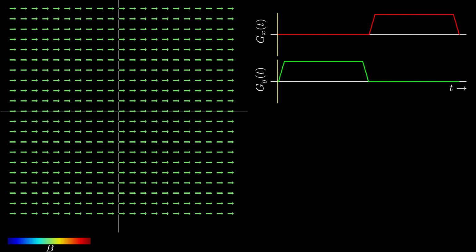Consider a 2D slice of excited spins in the rotating frame as I'm showing here. I'm going to deliver the following gradients shown in the top right to these spins. First, a positive gradient in the y direction shown in the green plot, and then a positive gradient in the x direction shown in the red plot.